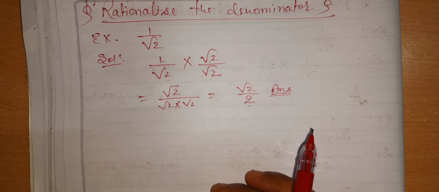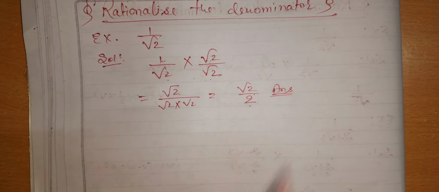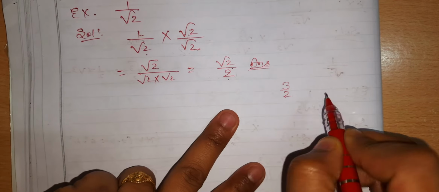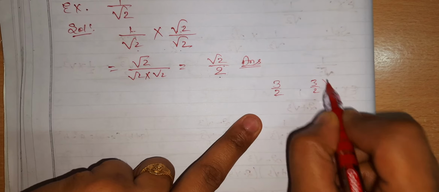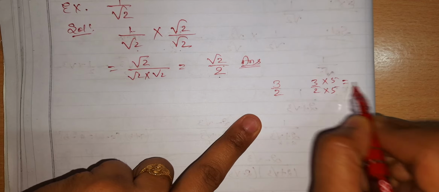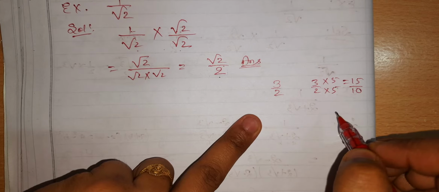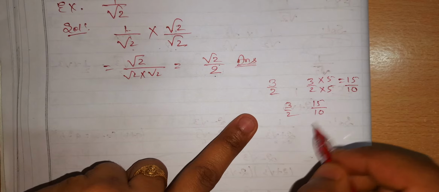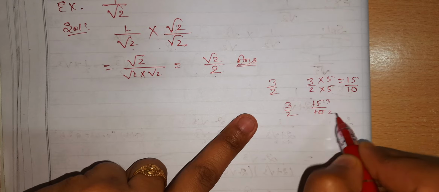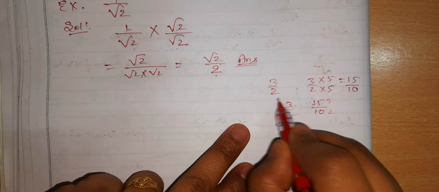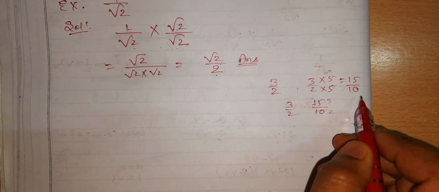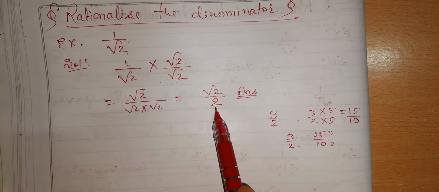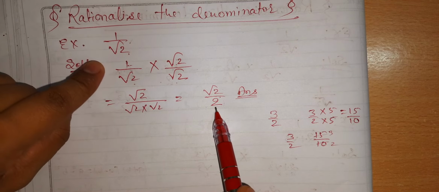You know the meaning of equivalent numbers. For example, if we have 3 by 2 and we multiply by 5 and divide by 5, we'll get 15 by 10. So 3 by 2 and 15 by 10 are equivalent to each other. If you further simplify, you will get 3 by 2. Similarly, 1 by root 2 and root 2 by 2 are equivalent to each other. Again, if you simplify, you will get 1 by root 2 only.